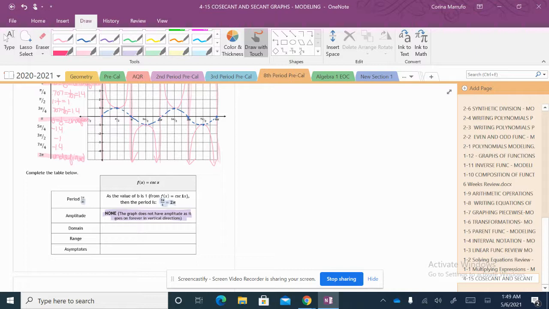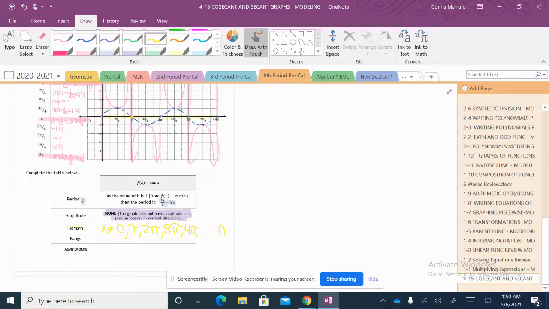Now for domain. Domain is all your x values. If we notice, it's continuous except for where we have these asymptotes. So it's going to include everything except for the asymptotes. x cannot equal 0. We have an asymptote here at pi, here at 2 pi, and here at 3 pi and at 4 pi. But we're not going to write them on forever and ever. We're just going to write it as n pi.